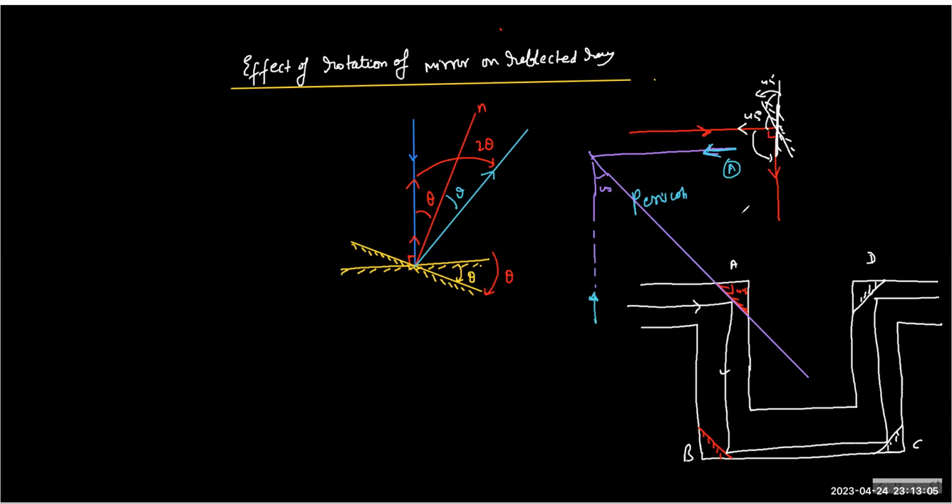Then how will the second form? Back to the same, like this, right? If you take the reflection by the same parallel mirror, it will go back here, no?